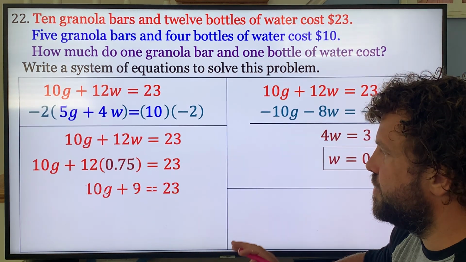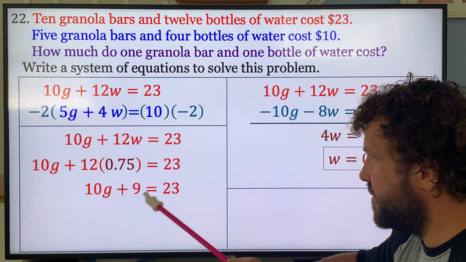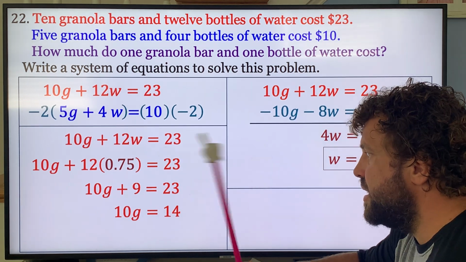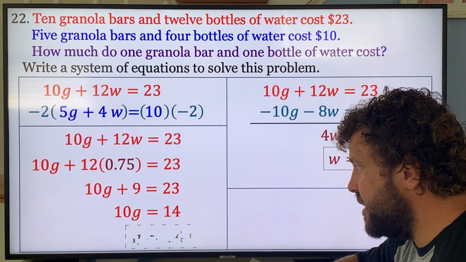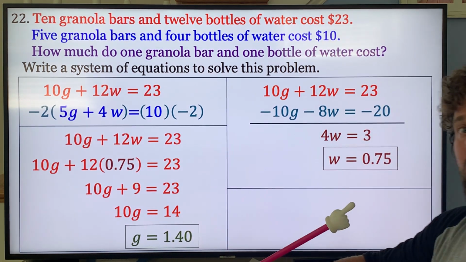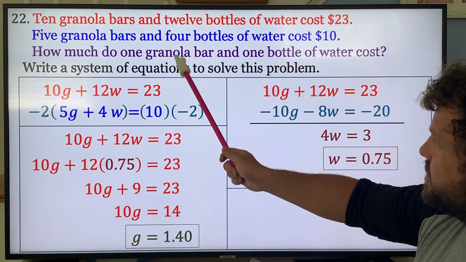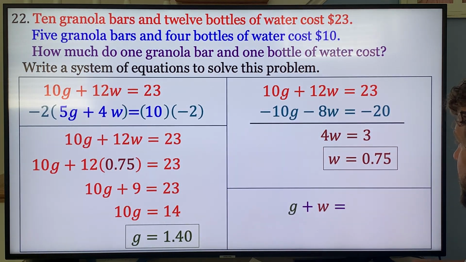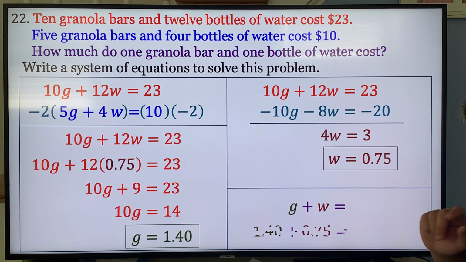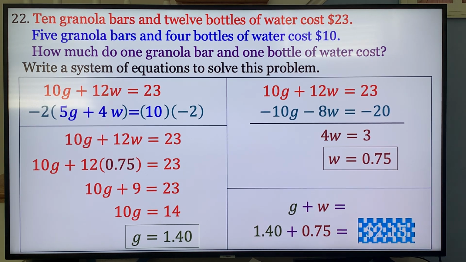10G plus 9 equals 23. 23 minus 9 is 14. 10G equals 14. G equals 1.4, or $1.40. How much does 1 granola bar and 1 bottle of water cost? G plus W equals something. $1.40 plus 75 cents is $2.15.